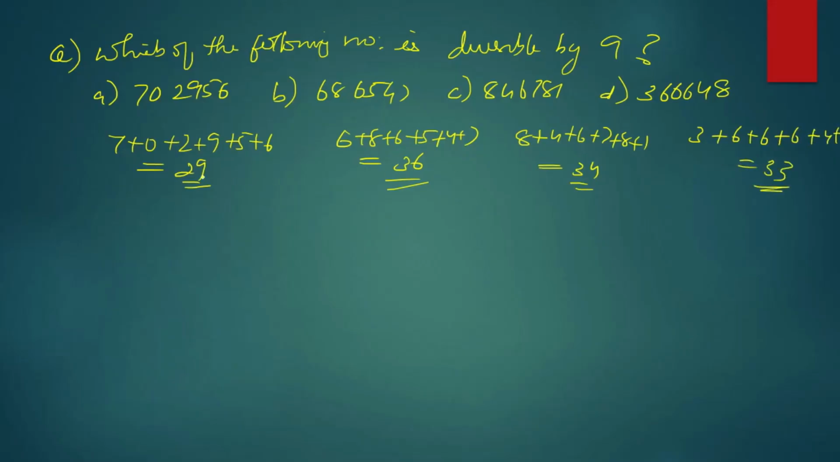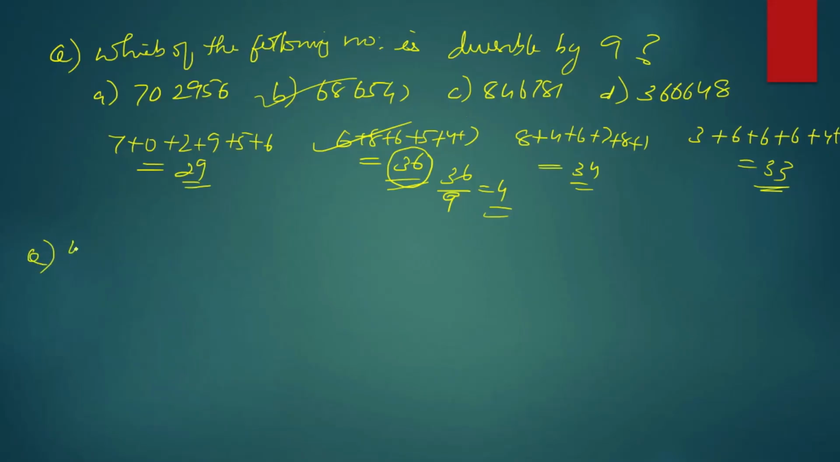Okay. So in these answers, which number is the multiple of 9? 36 is the multiple of 9. 36 by 9, you get 4. Okay, so this is the answer. You have to add the individual digits and check whether the sum is a multiple of 9 or not. Here the sum is a multiple of 9. 36 is a multiple of 9, so this number is divisible by 9.